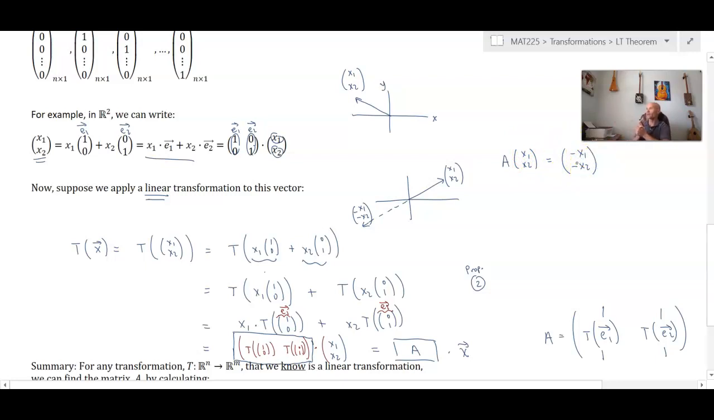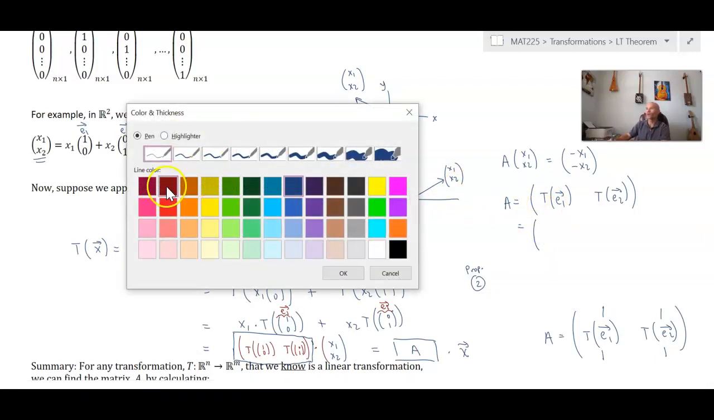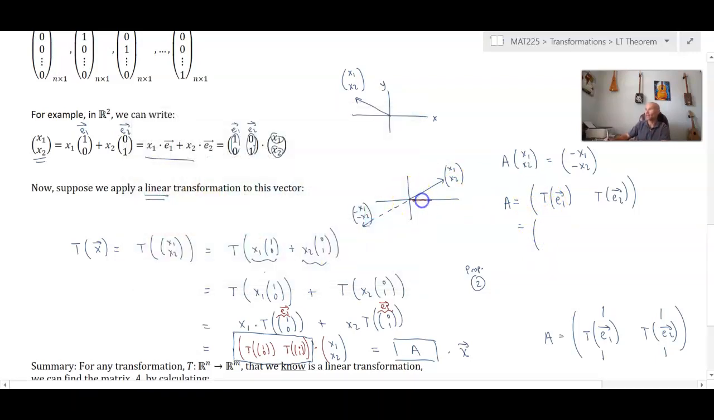In order to find what that A matrix should be, all I have to do is transform E1 and transform E2 separately. Now that might seem like a hard task, but if I want to transform E1, remember what that's going to do is transform the 1, 0 vector. Now, the 1, 0 vector we know is 1 unit along the x-axis, like this. Say that's the 1, 0 vector.